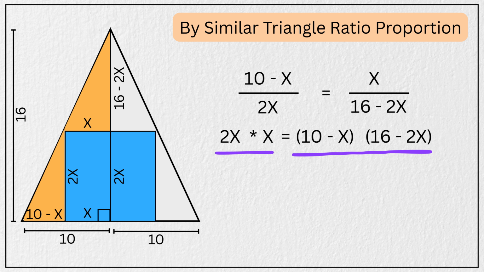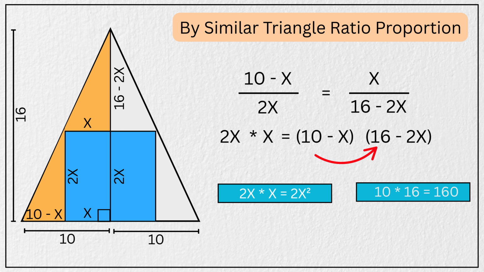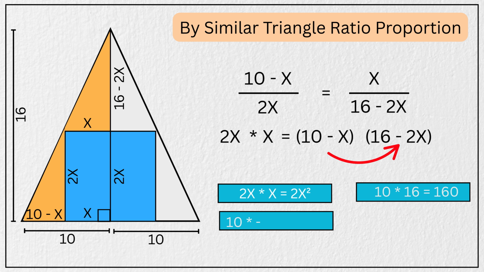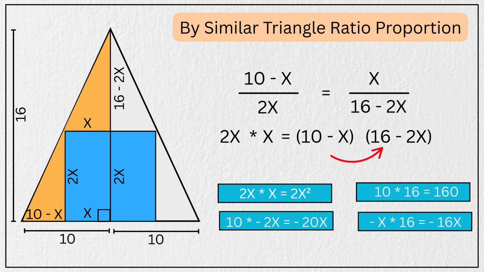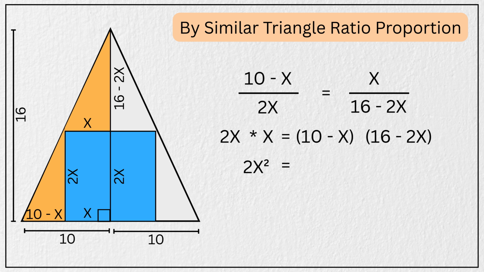Now let's expand both sides. On the left side, 2 times x multiplied by x gives us 2x squared, and on the right side, 10 times 16 gives us 160. 10 times negative 2x gives us negative 20x. Negative x times 16 gives us negative 16x. And negative x times negative 2x gives us positive 2x squared. So now our full expression becomes 2x squared is equal to 160 minus 20x minus 16x plus 2x squared.